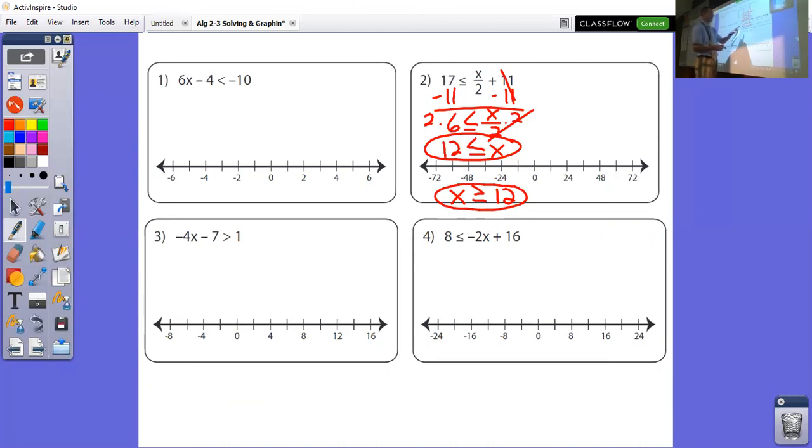Now you can graph it. X is greater than or equal to 12. So 12 is right here. It's a closed dot because it's "or equal to," and your arrow is going towards the right. Be very careful, because notice if you didn't flip it around, you would think that your arrow is going to the left, but it's not going to the left. It's going to the right, because you have to have your letter or variable first, then your inequality sign, then your number, your answer.